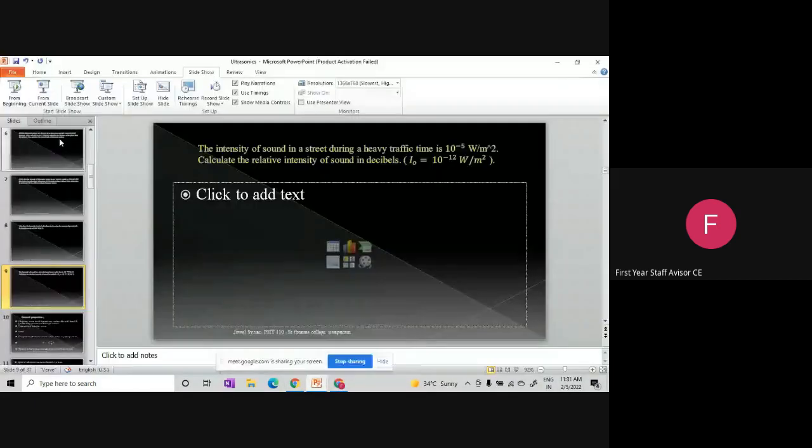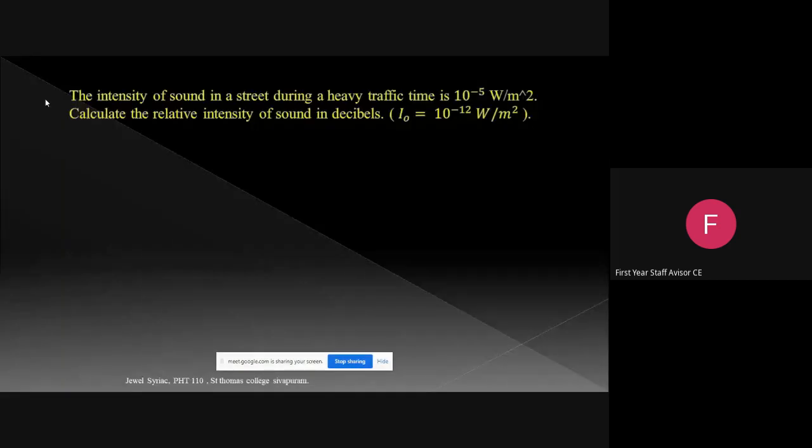Write down the question given in the screen. This question is from fourth module. So if the audio or presentation is visible, just let me know.